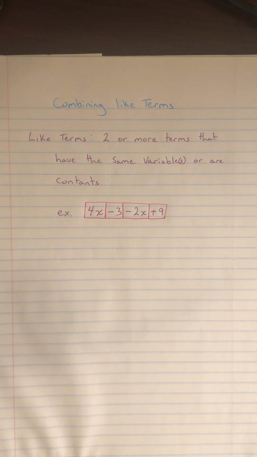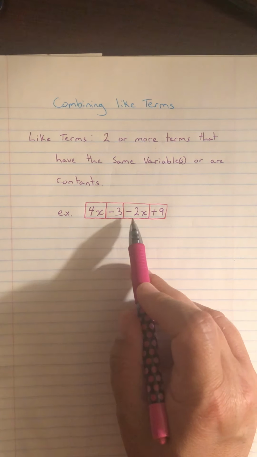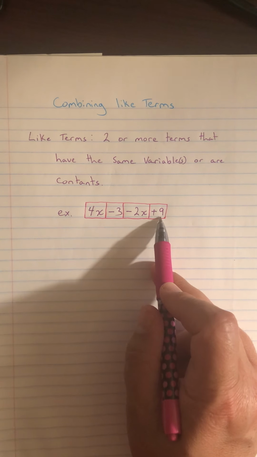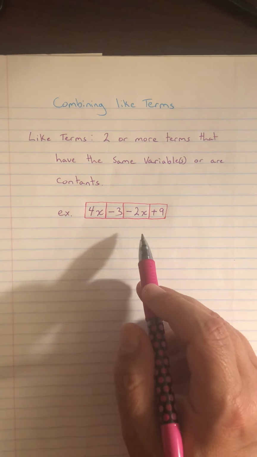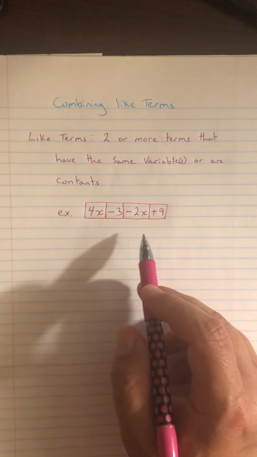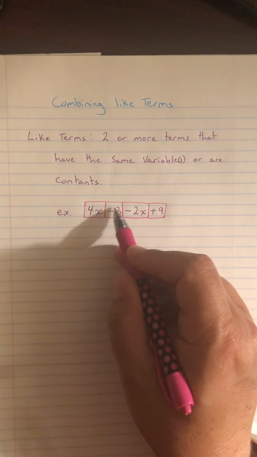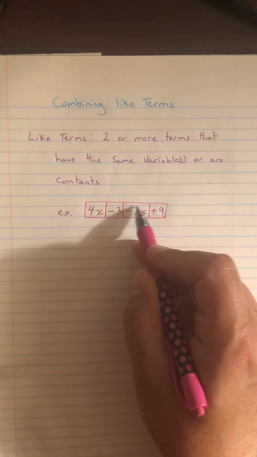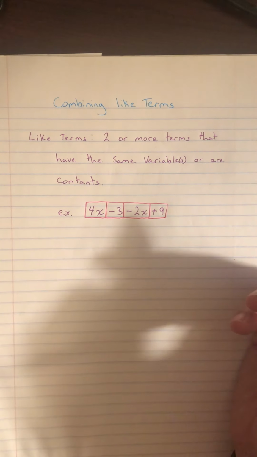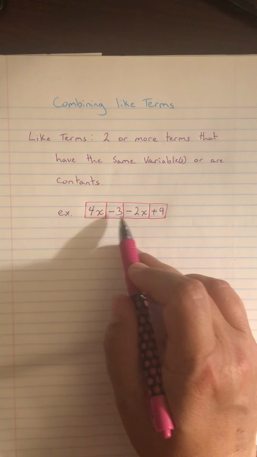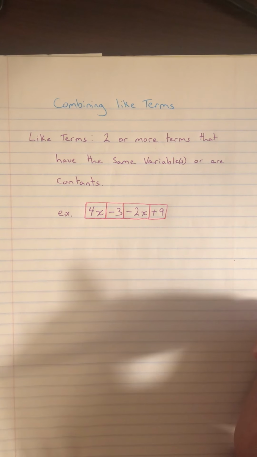Notice the problem no longer says 4x minus 3 minus 2x plus 9. That's not how I want you to read it. I want you to read it as a list. Here's a positive 4x, here's a negative 3, here's a negative 2x, and here's a positive 9. Those are the 4 terms that we have to deal with.